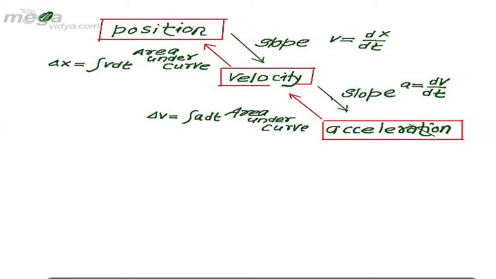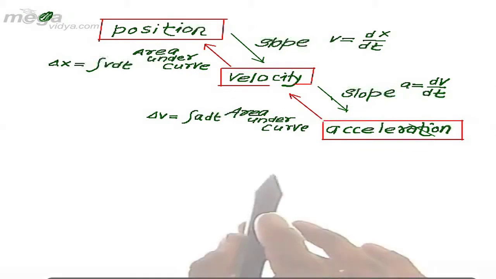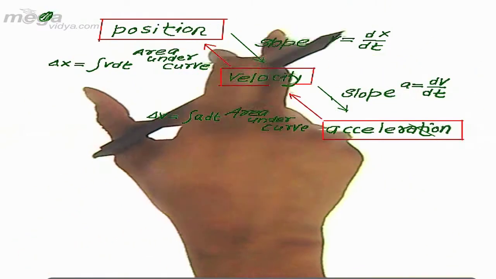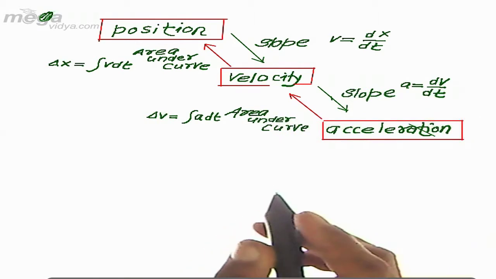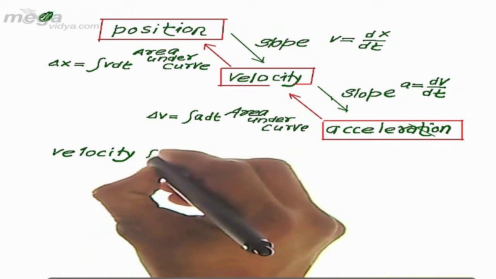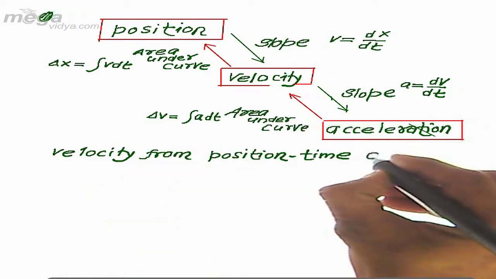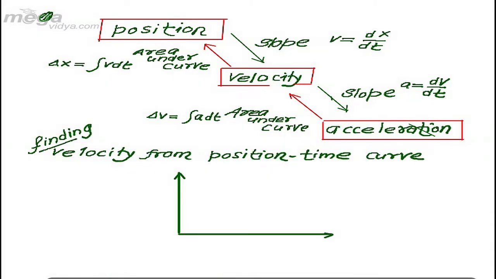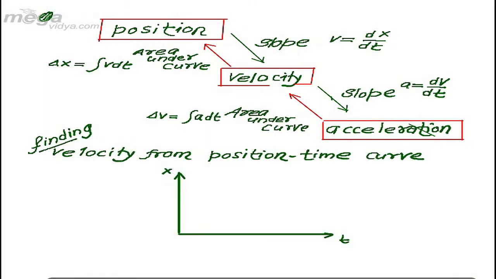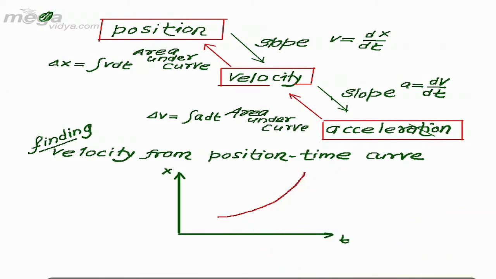Now this is the mathematical side. As you can see here, velocity can be obtained by the slope of the position time curve. So how will we obtain it? Just see here, I am discussing velocity from the position time curve. Just consider we have a position time curve for a particle. Say the position time graph for a particle is described by this line.